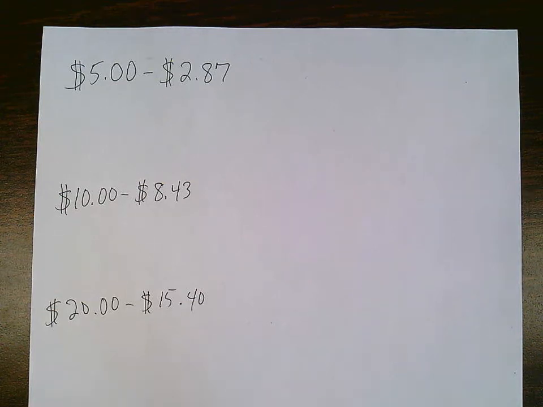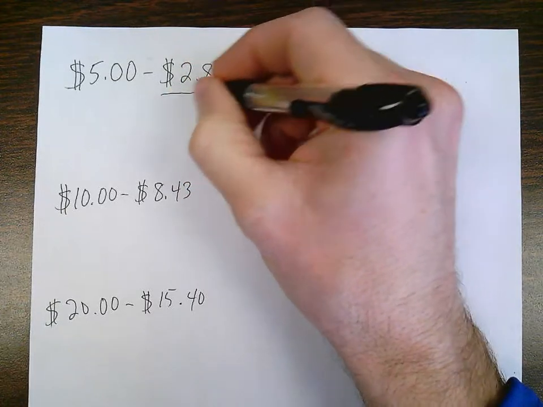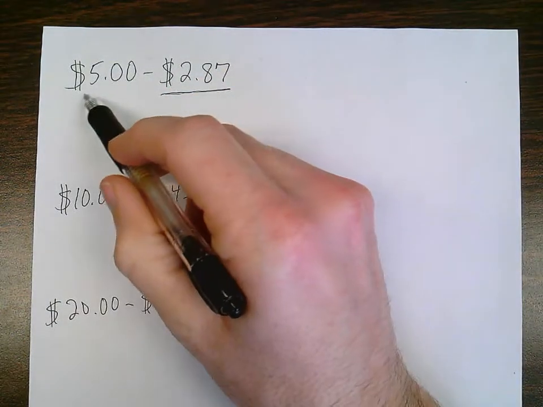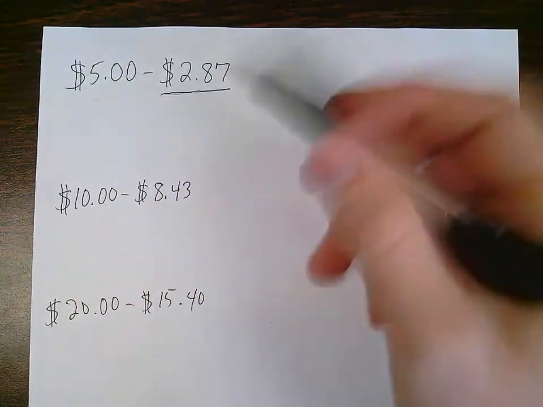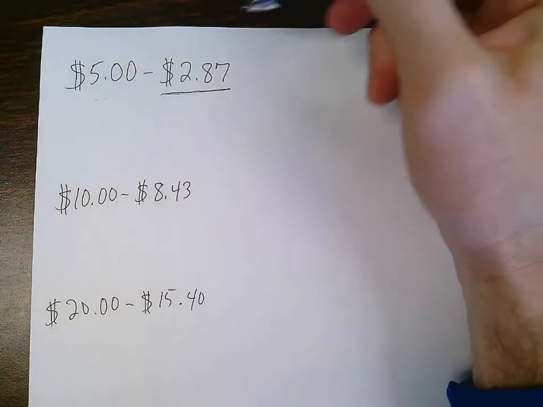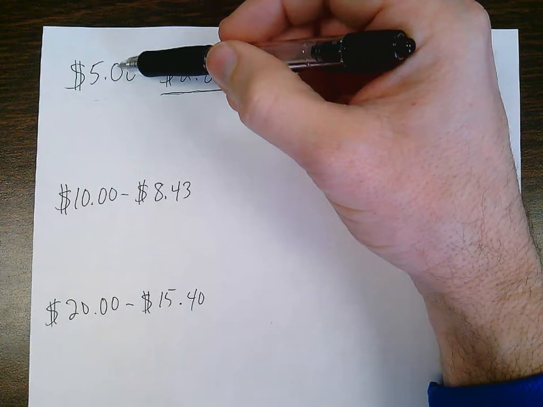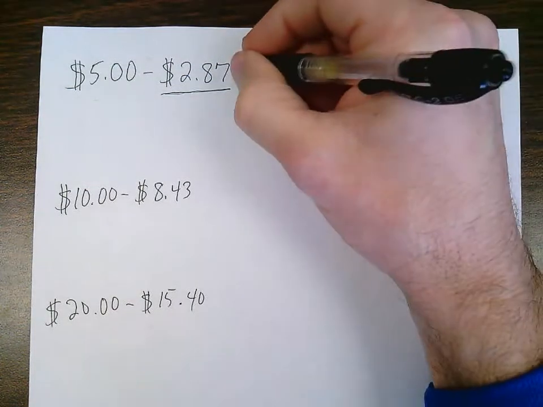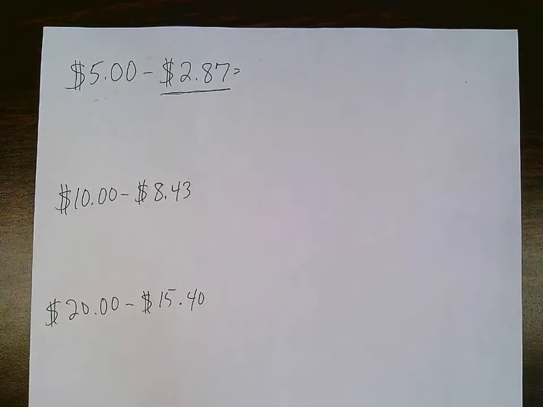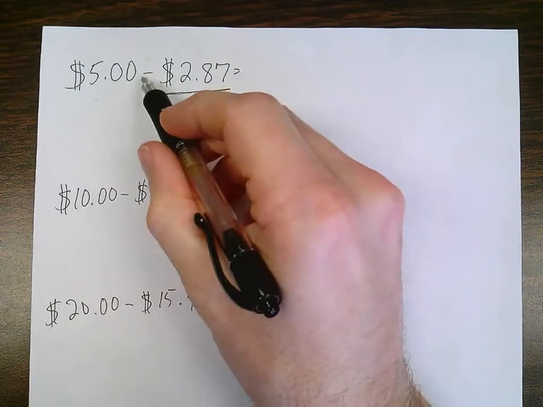To make change, we always need to subtract. We always subtract the price we paid for something from what we paid for it. So in this example, someone bought something that cost $2.87 and they paid with a $5 bill. Now they paid more than what it's worth, so that means they're going to get change back. To figure out how much change they get back, we always need to subtract.